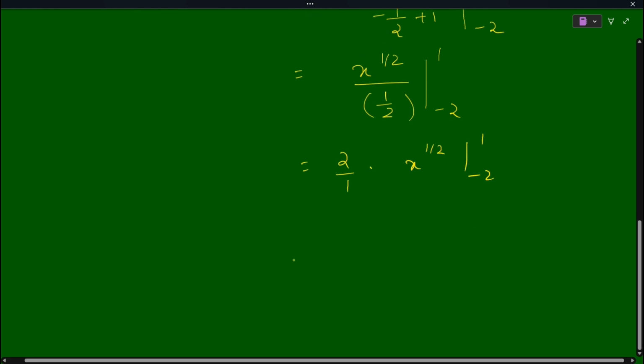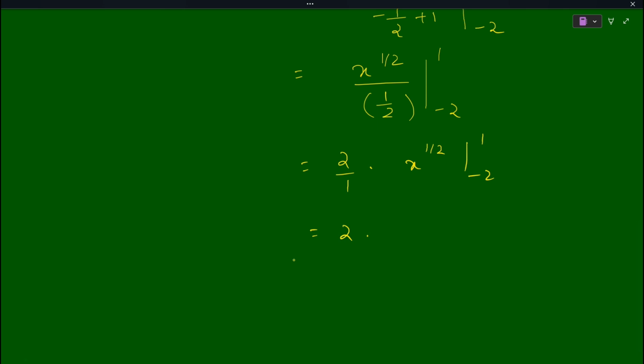So to solve, we will first use the upper limit in x minus the lower limit in x. So this value would be 1 to the power half minus minus 2 to the power half, which is the required answer.